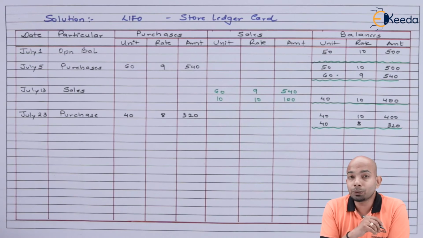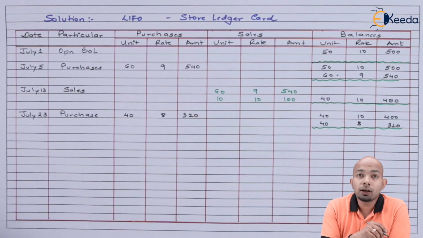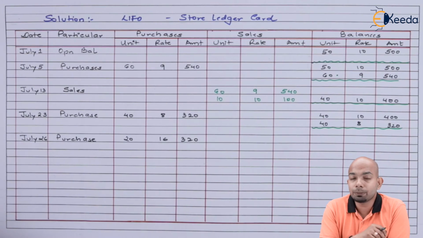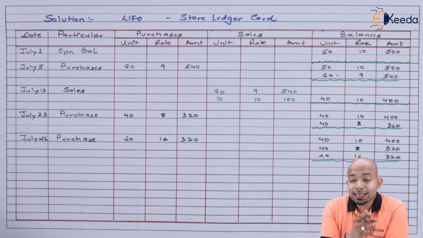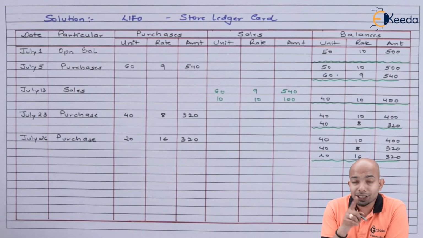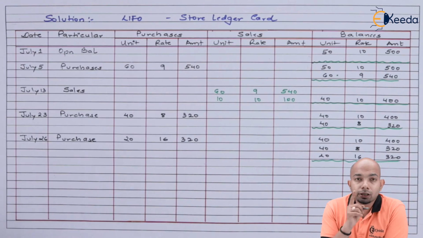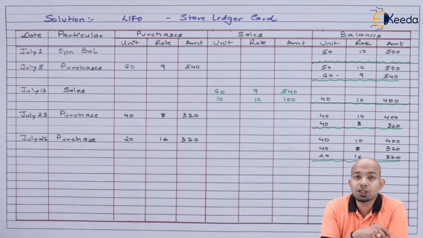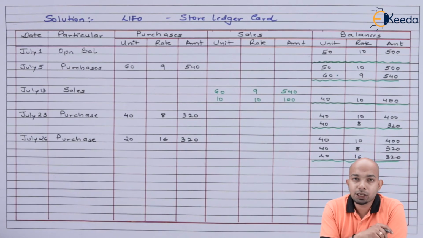Now the next transaction, on 26 July, is also a purchase transaction. The next units purchased are 20 units at the rate of 16 per unit. That gives you 320. Let's add it to the balance there. So the balance as of that date is also mentioned: 40 units at the rate of 10, that is the opening balance part, 40 units at the rate of 8, that is the previous purchase, and the current purchase is 20 units at the rate of 16. The total balance has been mentioned.